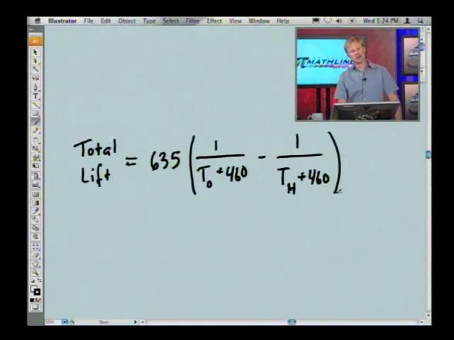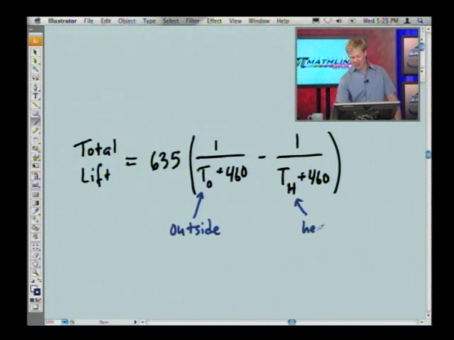But this is just sort of an approximate way to look at it. And what I have labeled here is this T0, this is the outside temperature. That should be the air surrounding the balloon. And then the TH, that is the heated temperature inside the balloon.